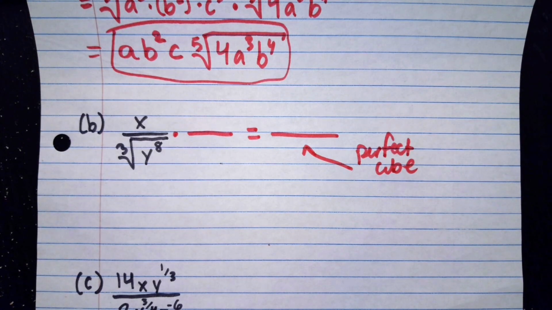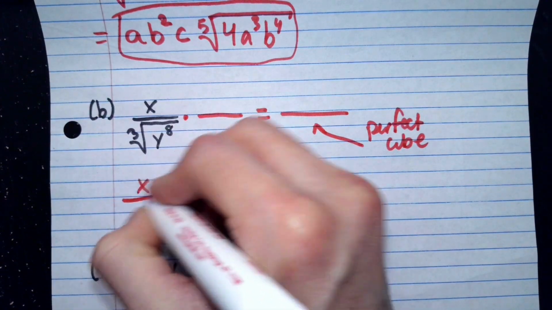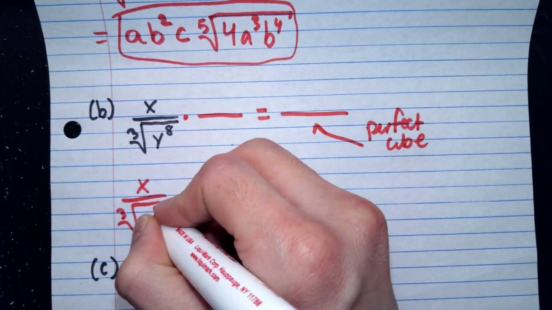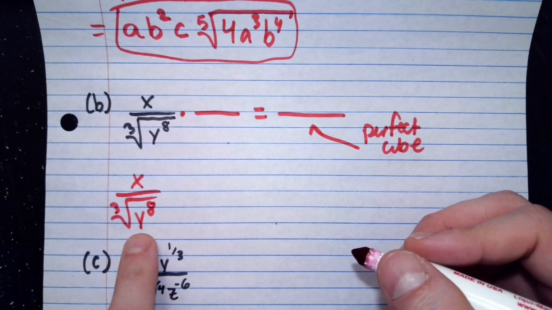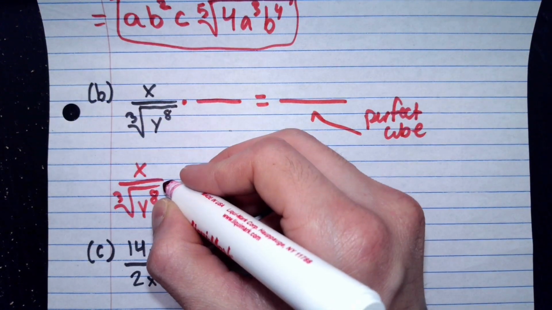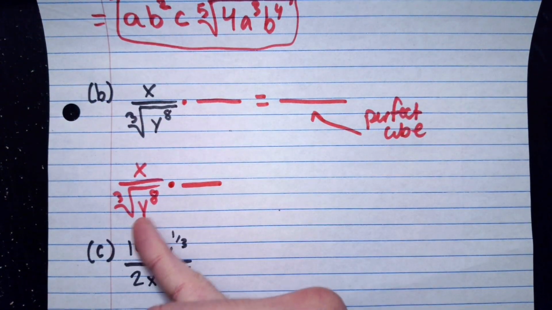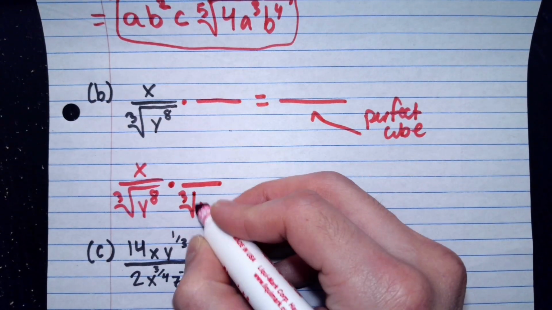So what is that number? What do I need to multiply that by to make it a perfect cube? I'm going to do that down here. So I'm going to rewrite this: x times the cube root of y to the 8th. And now if this inside part was y to the 9th, that would be very convenient. And so because I want that to be a y to the 9th, that's what I'm going to aim for. And so if I want to make this into a y to the 9th, I need to multiply this by the cube root of y.